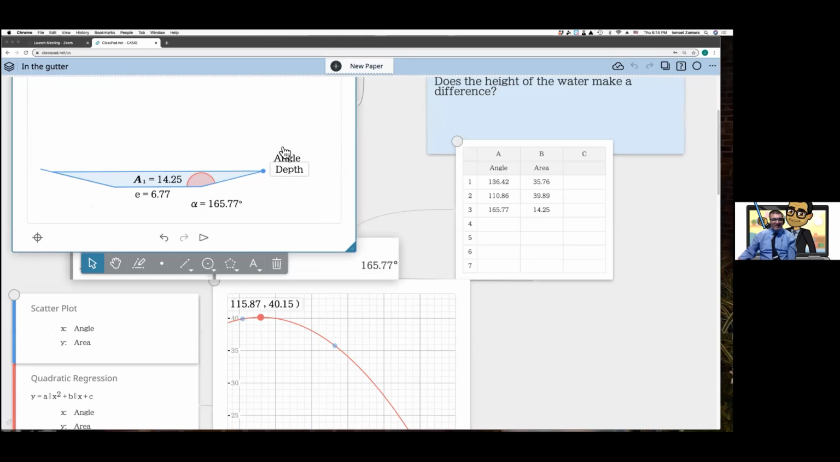So let's see. I'm going to move this depth out of the way a little bit. I'll move the word angle. So when I come back around and get to 115, I'm looking at this angle alpha. It should be pretty close to the high 115.87. So I think you get the idea. I'm narrowing in on it, and it's right in there.